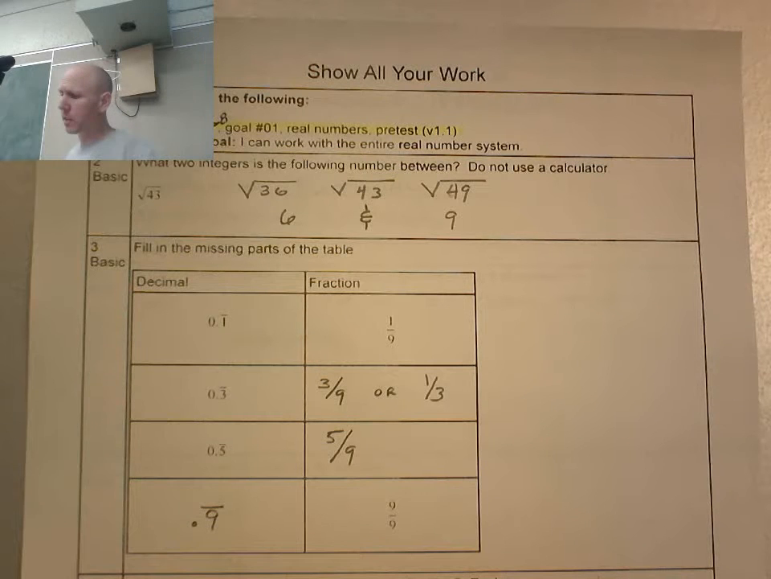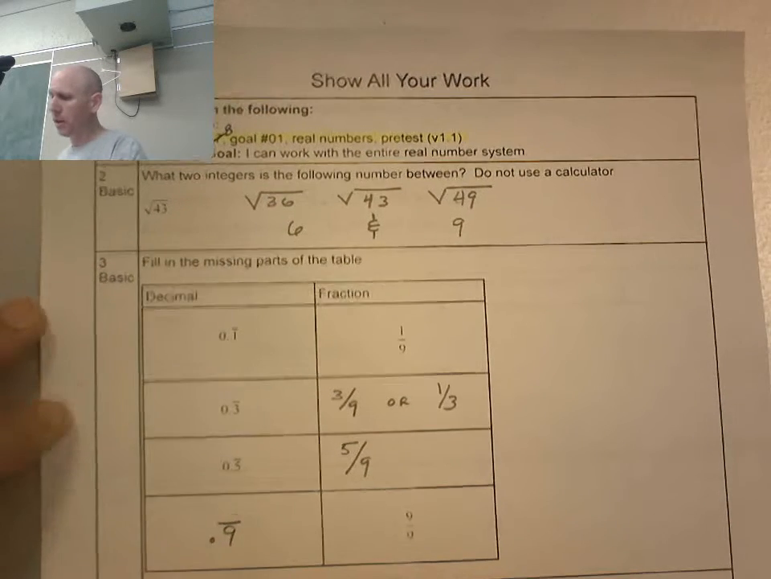Hey, this is Mr. Barr, and I'm going to go over the Math 8 goal number 1, real numbers pretest, version 1.1. All right, so let's zoom in a little bit on this.